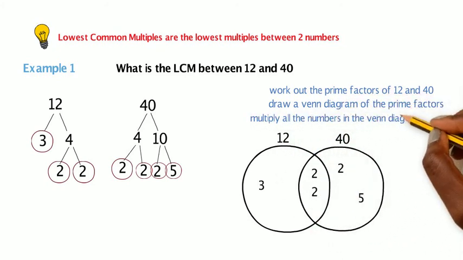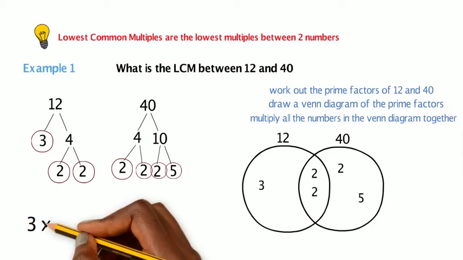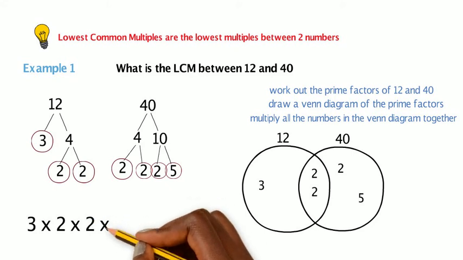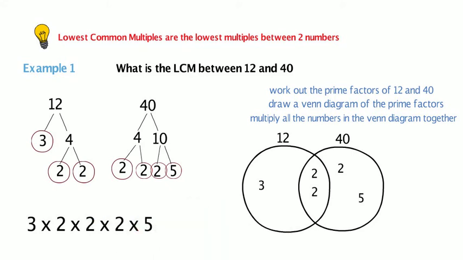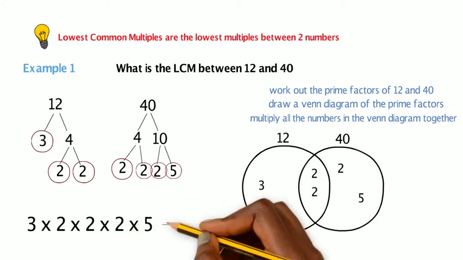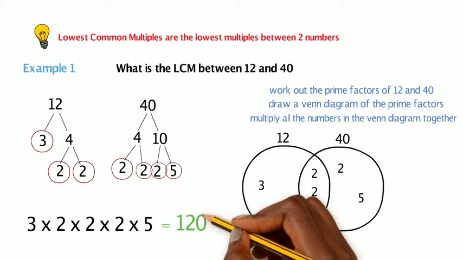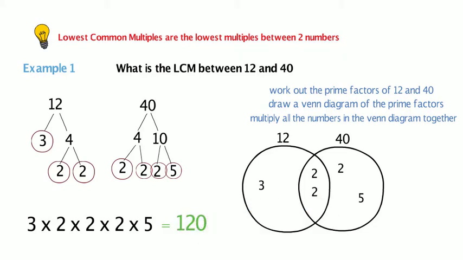Then multiply all the numbers in the Venn diagram together. This is how we work out lowest common multiple. So your 3, times your 3 2's and your 5, which would give you an answer of 120. So let's have a look at another example.